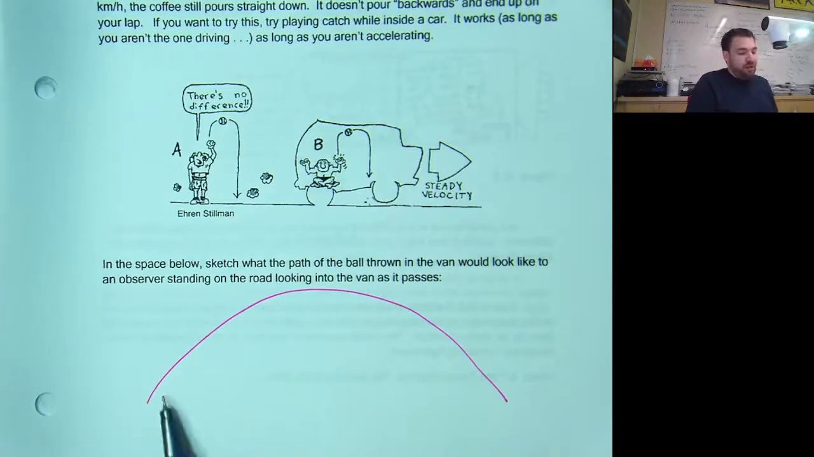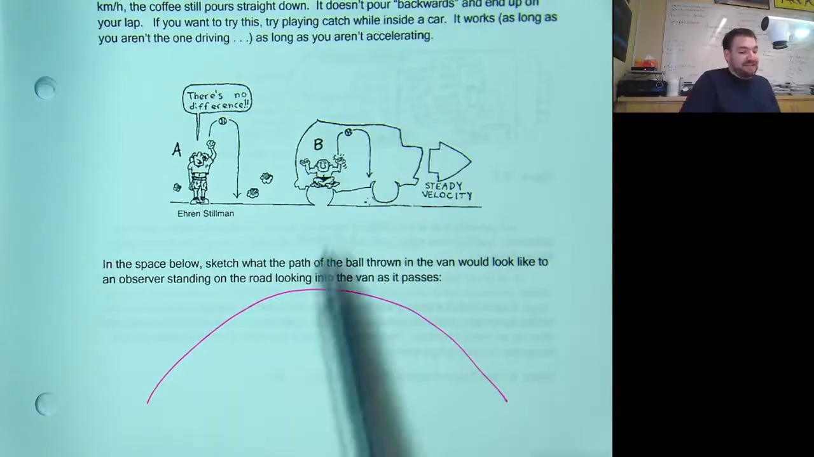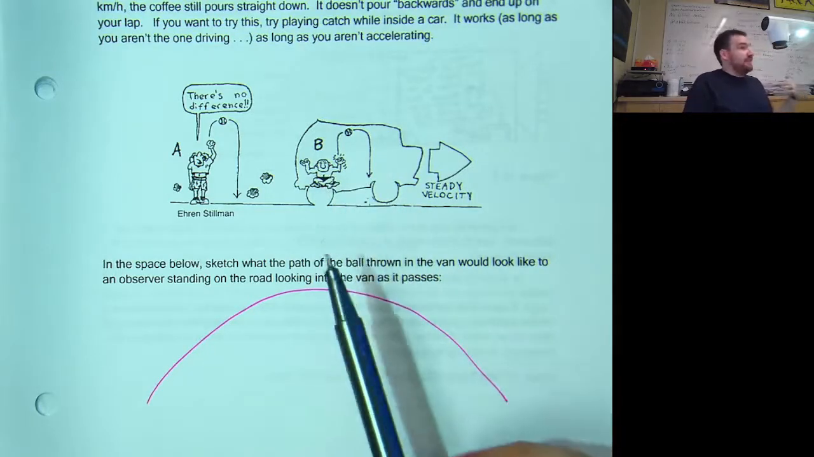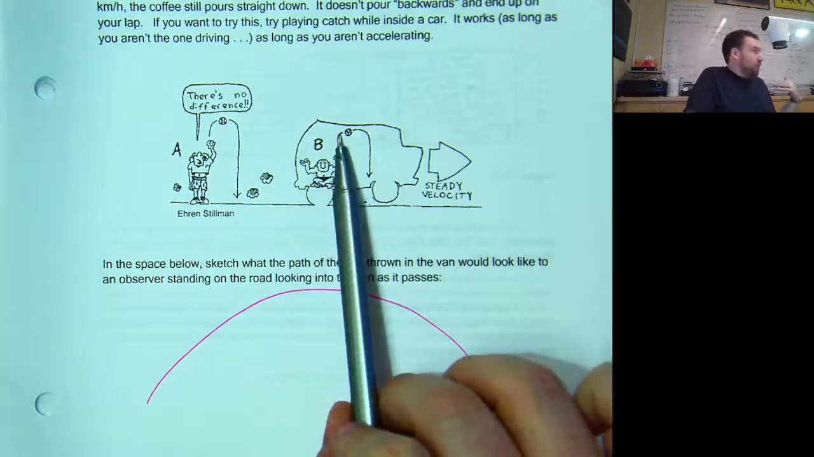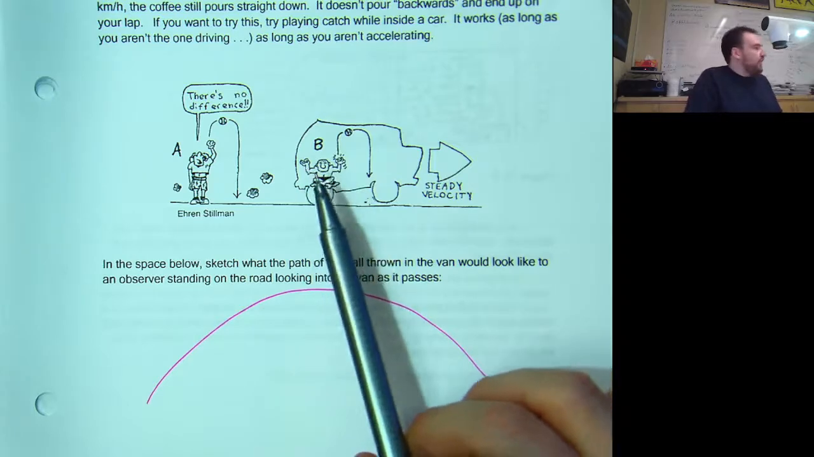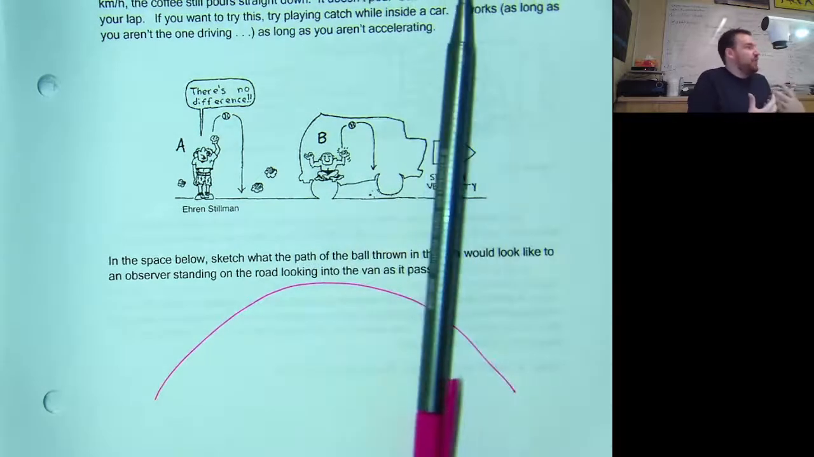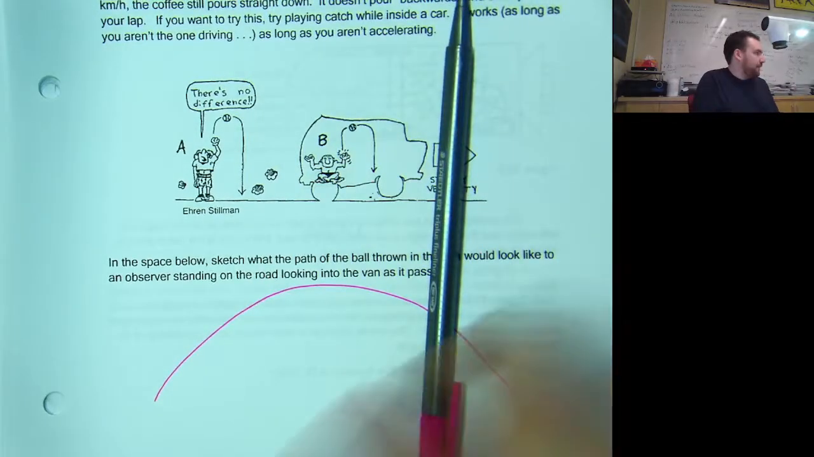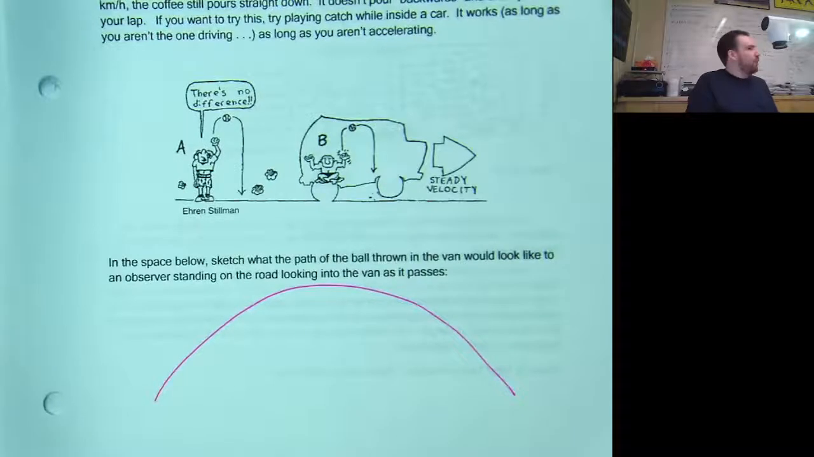Because relative to you outside the van, the ball has some horizontal component of velocity, i.e. the speed of the van. When you're in the van, you also have that horizontal component, so you're traveling with the ball, which is why in that frame of reference you just see the ball go up and down. But the person outside the van says, no, the ball did this. The ball was a projectile undergoing uniform motion for a projectile. It's interesting.